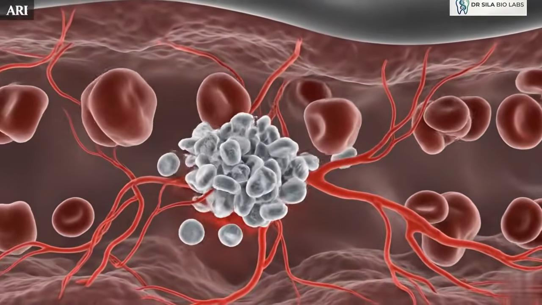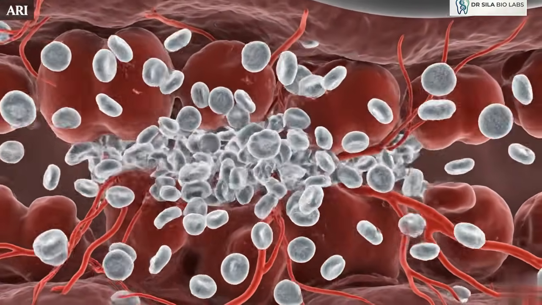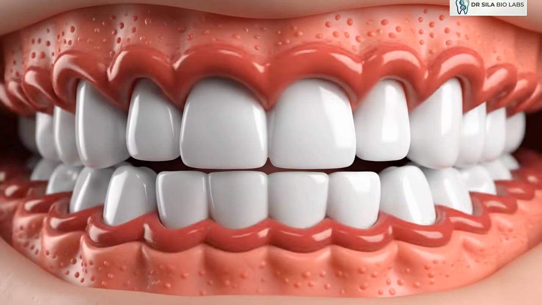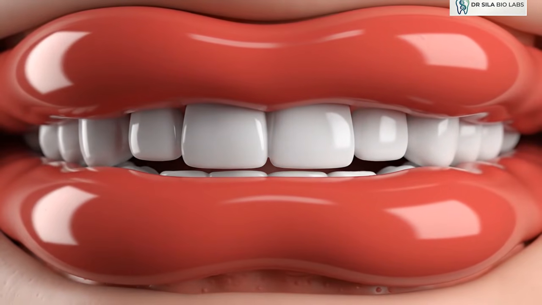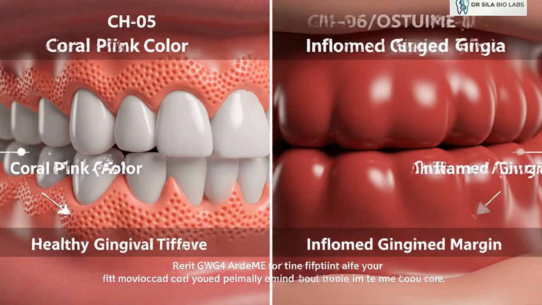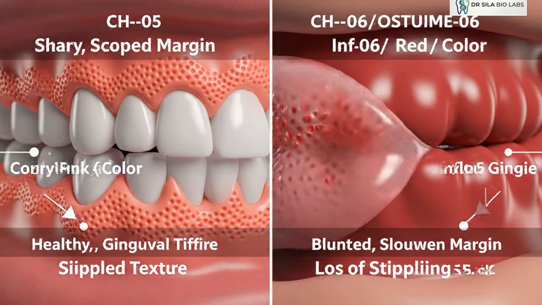This protective response is known as inflammation. Blood flow increases as the body attempts to fight the bacterial challenge. As inflammation develops, the gums begin to change in appearance. They become redder, softer, and more swollen than healthy tissue.